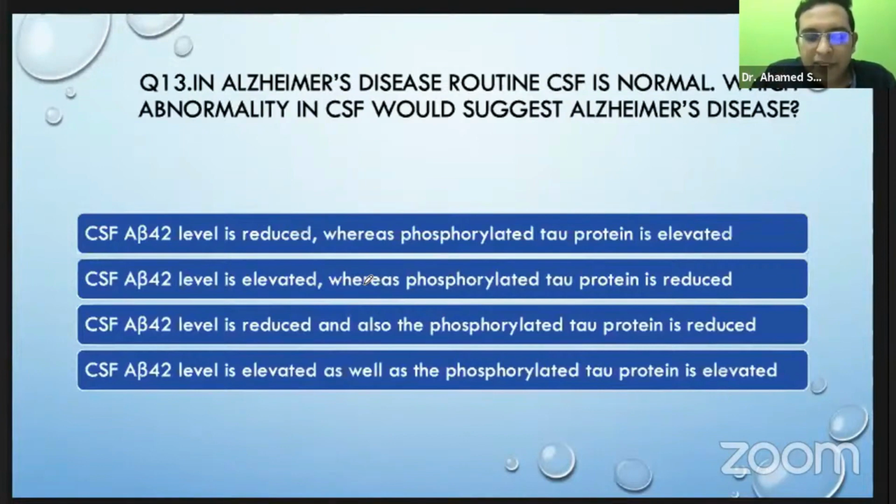CSF A beta 40, 37, 38, 80, etc. will increase along with hyperphosphorylated tau. So remember that concept. I just put that question to reinforce that fact.